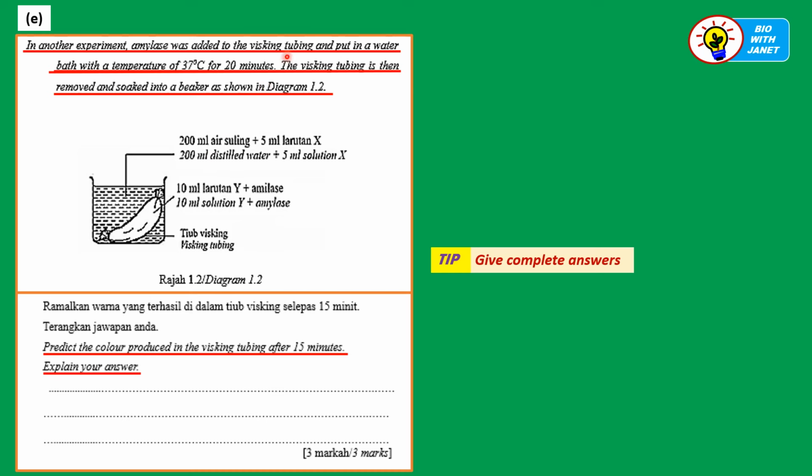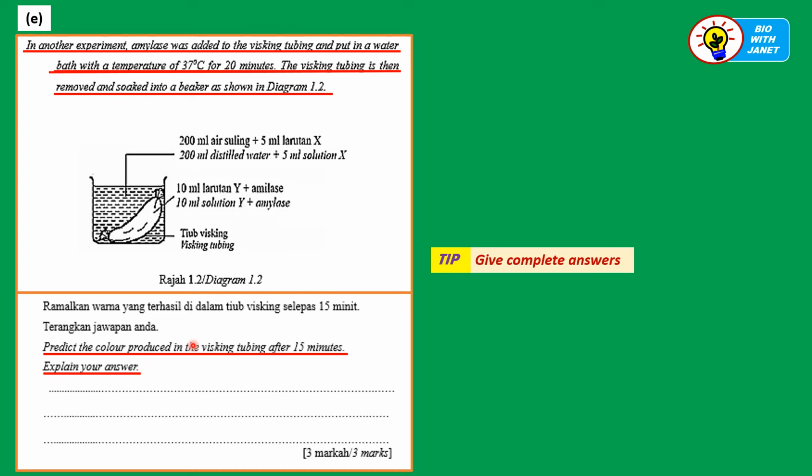So this is like the previous experiment. First add amylase to the Visking tubing, put in a water bath with a temperature of 37 degrees Celsius for 20 minutes. Then after that, do the experiment like the first experiment, where we soak the Visking tubing in the solution containing iodine. Predict the color produced in the Visking tubing after 15 minutes and explain your answer.